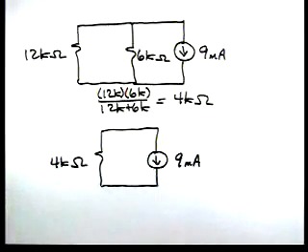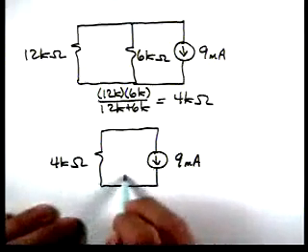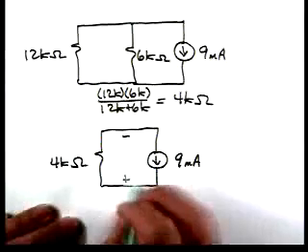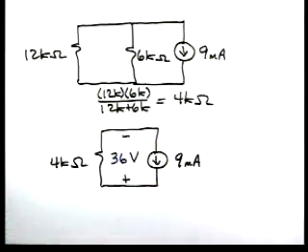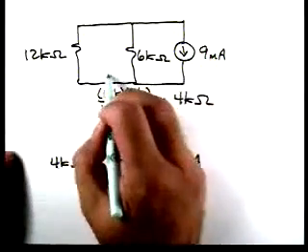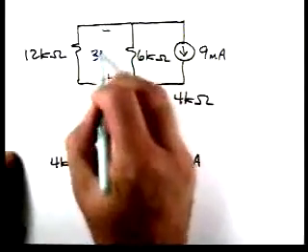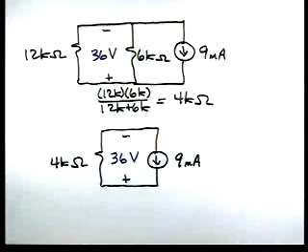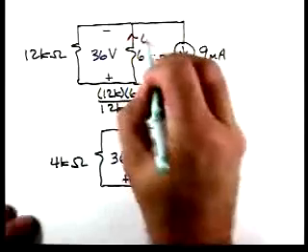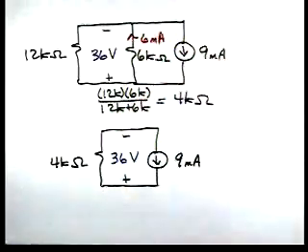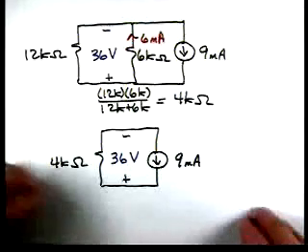Now, by Ohm's law, the voltage across that 4K resistor is 9 milliamps times 4K, which is 36 volts with that polarity. And so back in this circuit, this voltage is also 36 volts, because we just combined the 6K and 12K in parallel to get the 4K. So now we know, for instance, that the current through the 6K resistor is 6 milliamps.